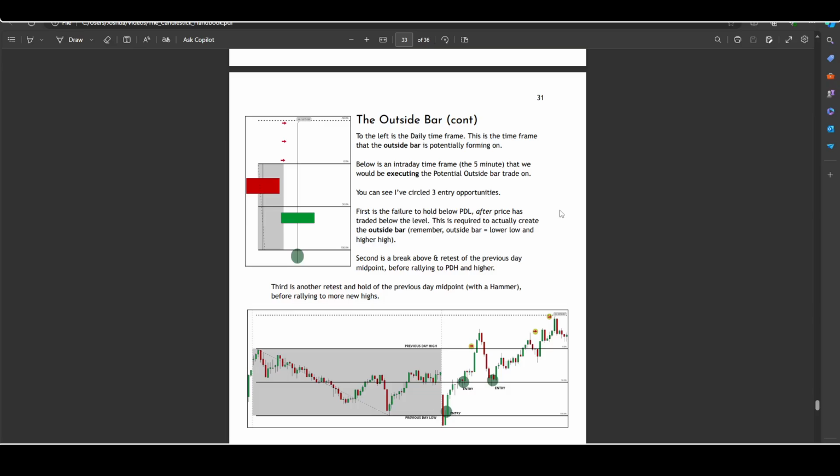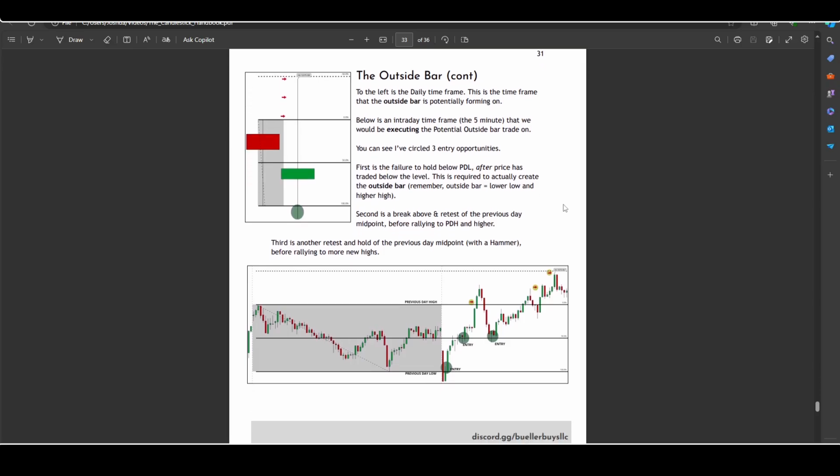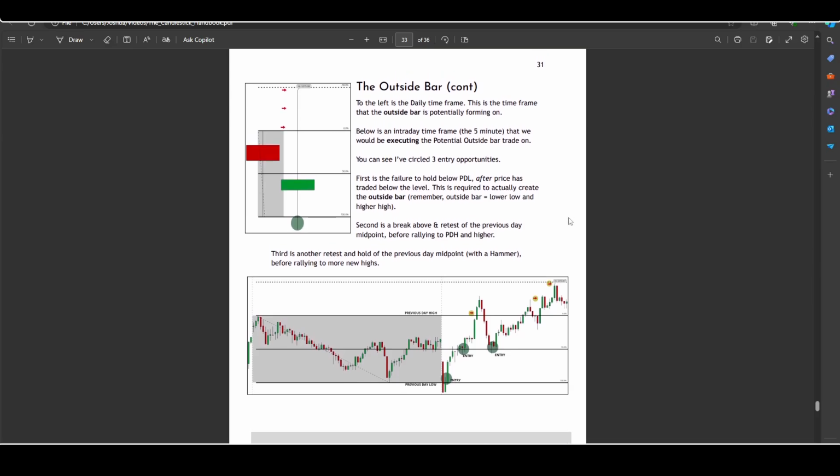The outside bar continued. To the left is the daily time frame. This is the time frame that the outside bar is potentially forming on. Below is an intraday time frame, the 5-minute, that we would be executing the potential outside bar trade on. So we're using this to help us trade here.